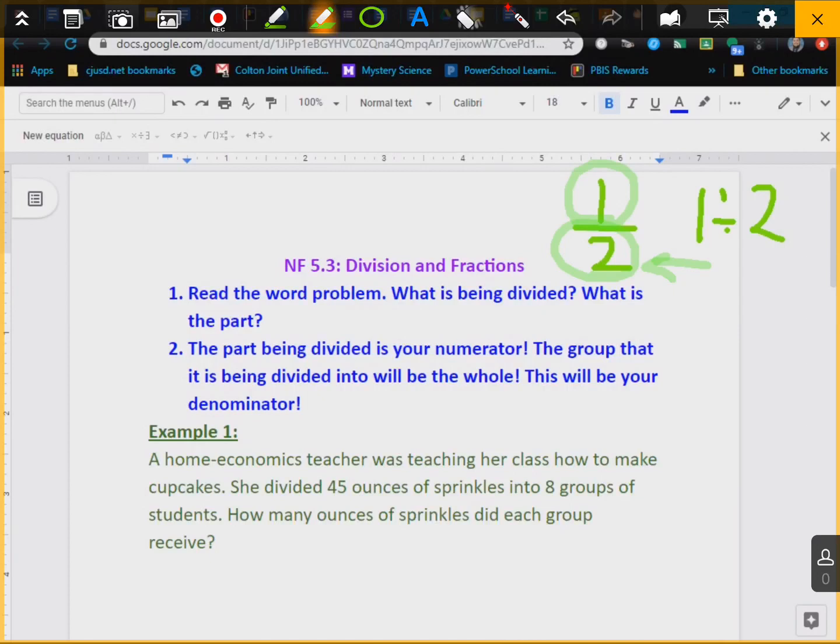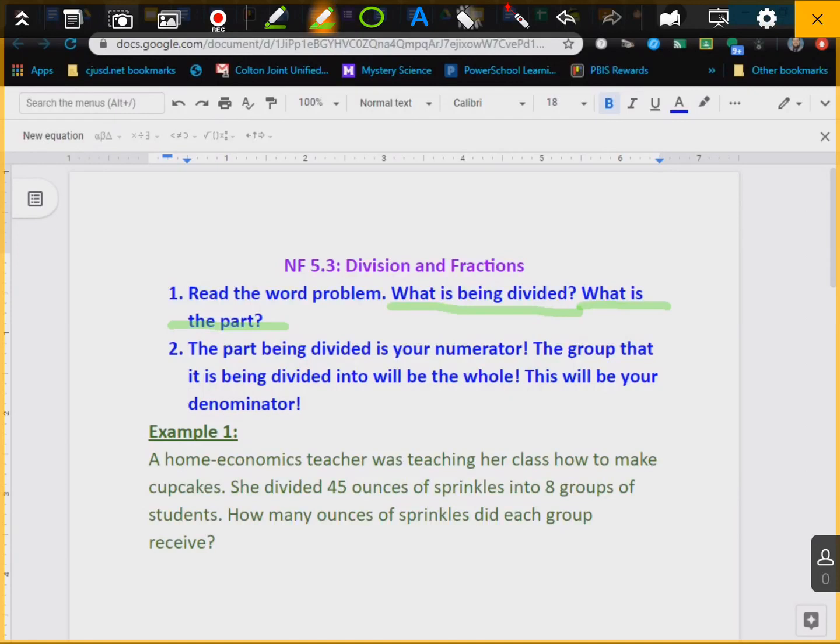So let's go ahead and get started. Please write down the rules, and you can also write down example 1 once you pause it. So the first rule is you need to read the word problem. What's being divided? What's your dividend? How many times is it being divided by? What's the part, or divisor? Okay?